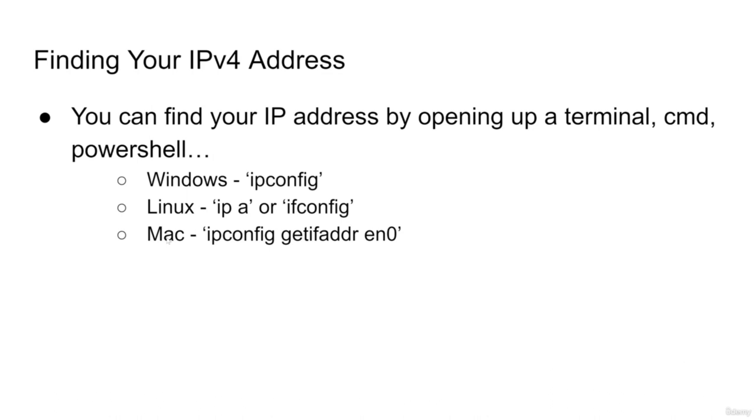I've never tested it, but I Googled it, and you can type ipconfig getifaddr, so get interface address, and then en0 would be the name of the first interface on your device. You might have to change this to en1, en2, and when I say interface, I mean the network interface, the thing that's connecting to the computer.